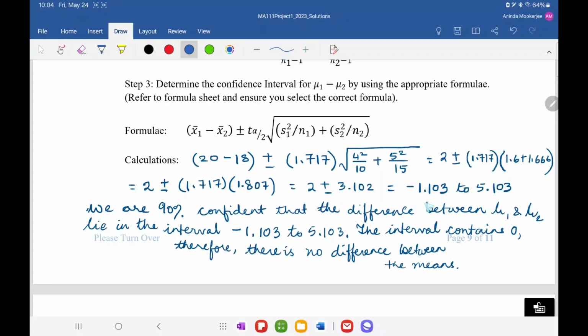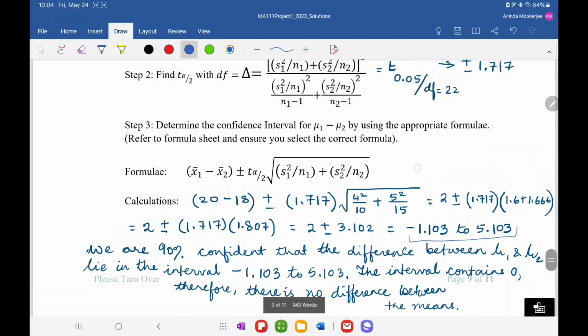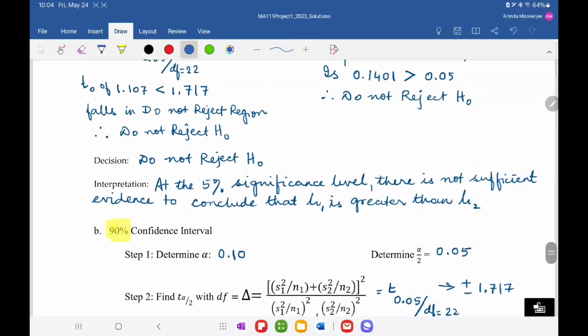All right, again, note that the endpoints of our calculation of the confidence interval have opposite signs. Left-hand side has a negative difference. The right-hand side has a positive difference. It contains a difference of 0. Therefore, there's no difference between the two means, and that's what the hypothesis test also said. We came to the conclusion that we are not rejecting the null hypothesis, right?